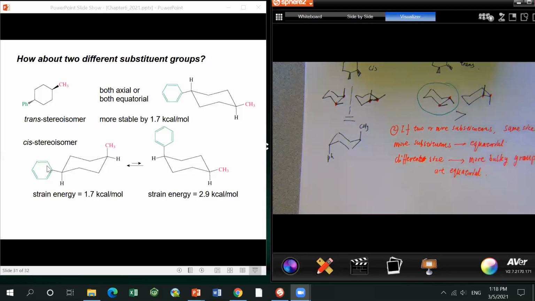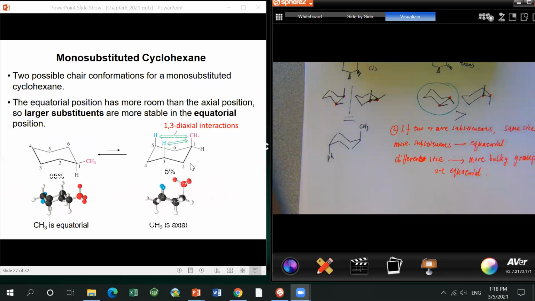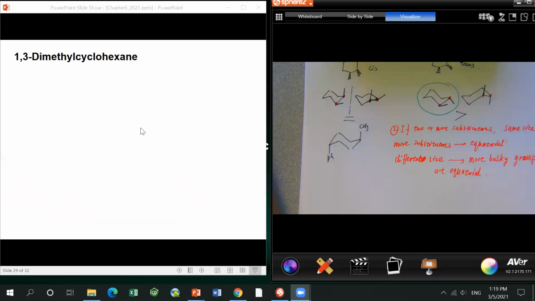So that's rule number 2: the bulkier group is more stable at the equatorial position. Why? Because we learned last year in this slide that if we use the equatorial position, there's no atom around it, so there's no steric strain. But if it's in the axial position, there's 1,3-diaxial interaction, very strong steric hindrance, so that's less stable. That's the reason.